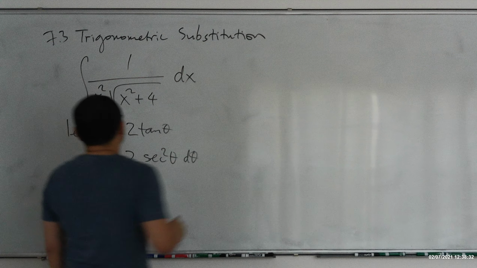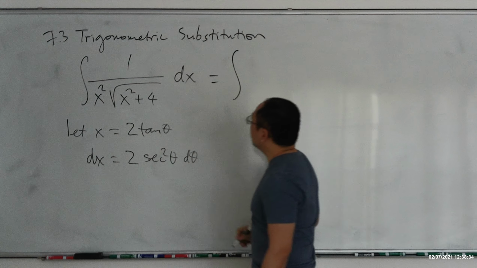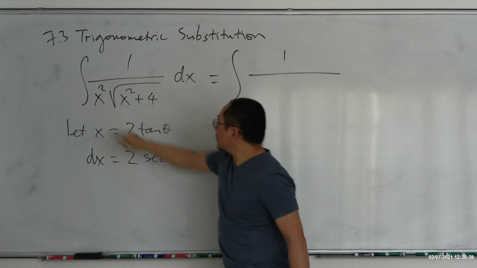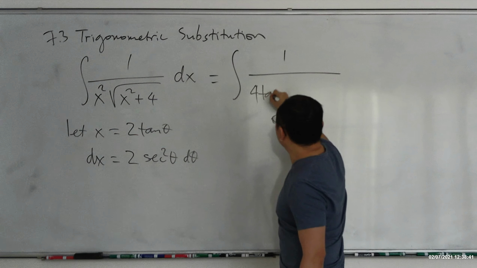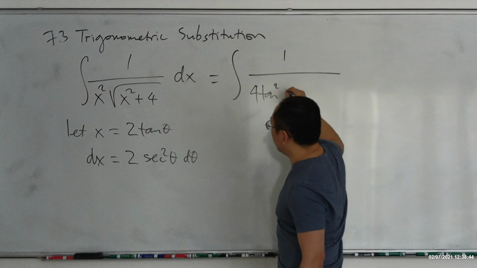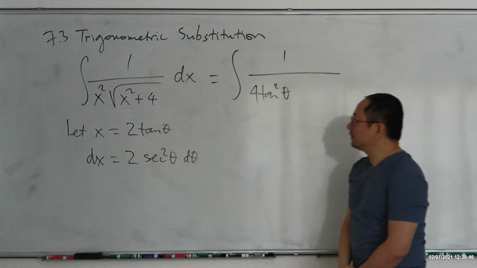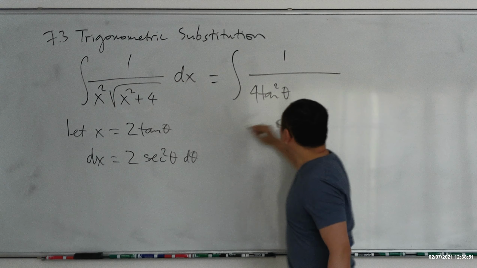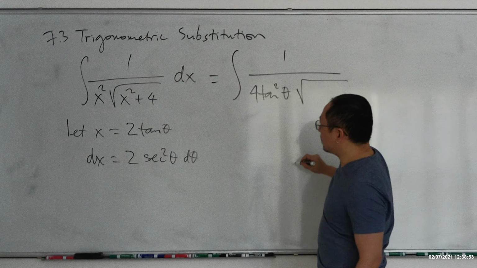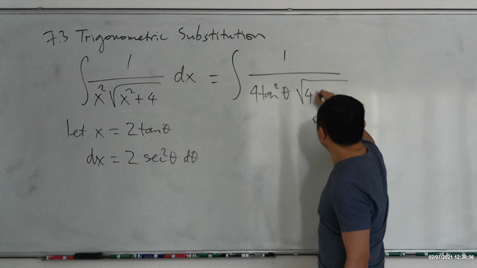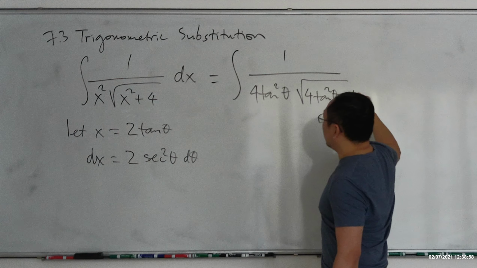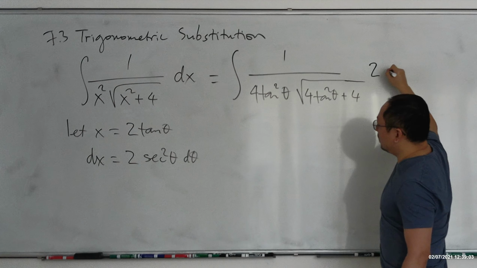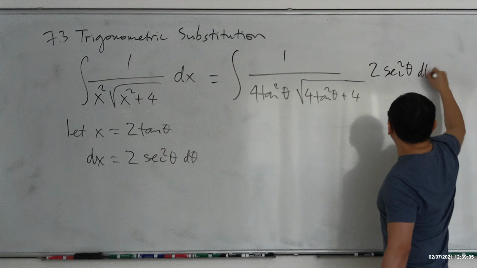Okay, so this problem will become integral 1 over x squared, which will be 4 tangent squared theta. Okay, and then square root right here. x squared is 4 tangent squared theta, and then plus 4 inside. And what is dx? dx is 2 secant squared theta d theta.